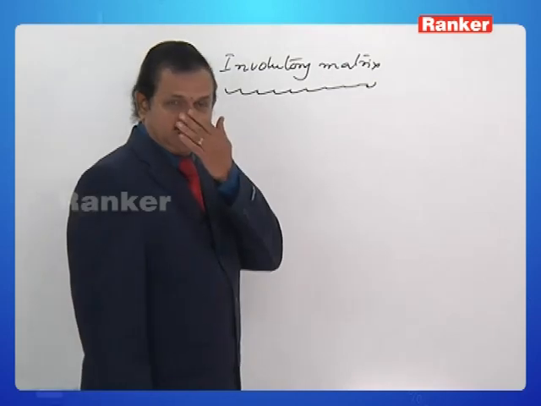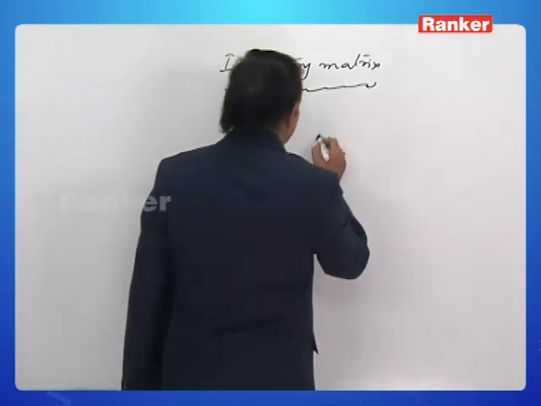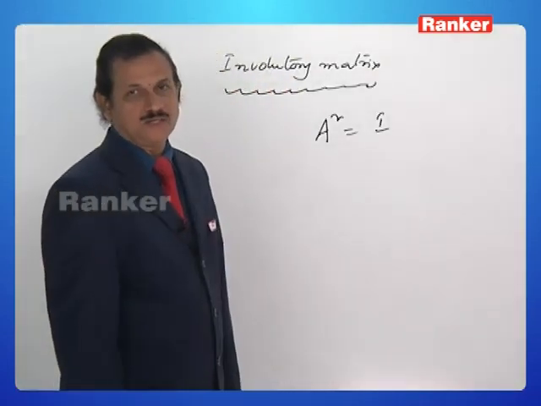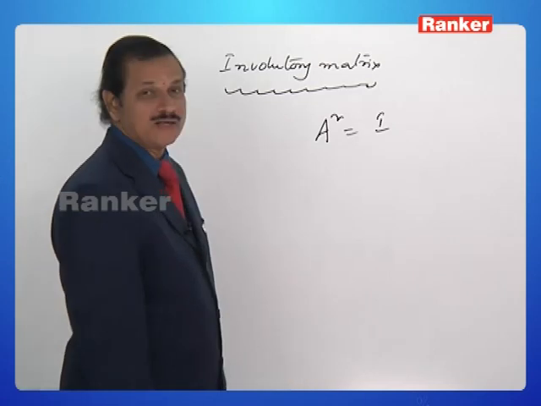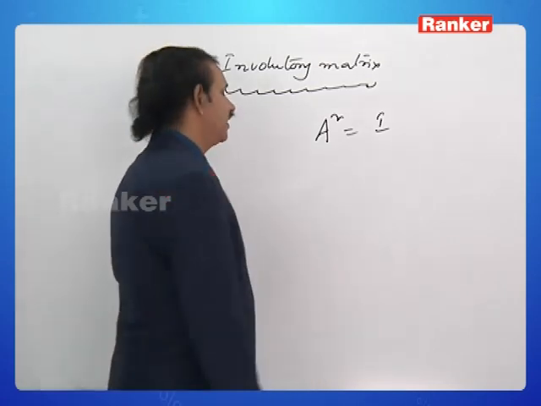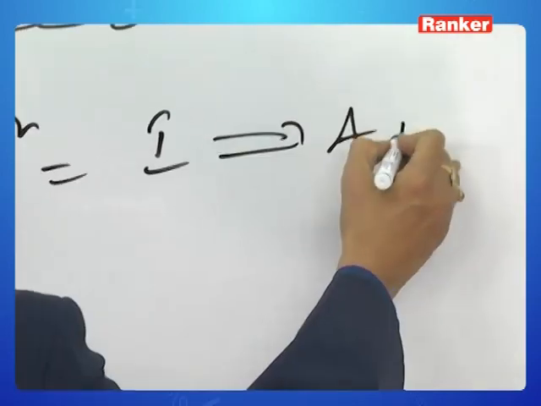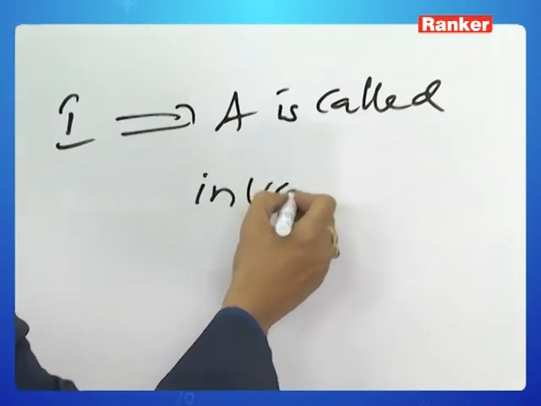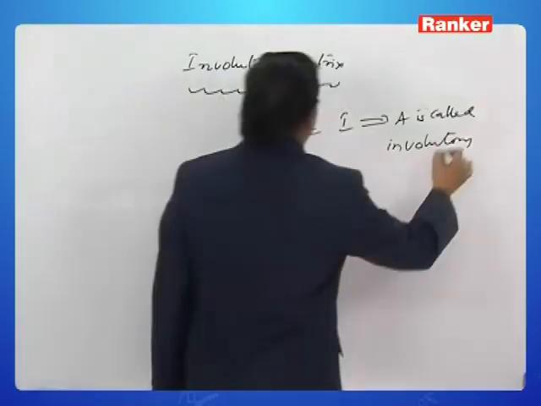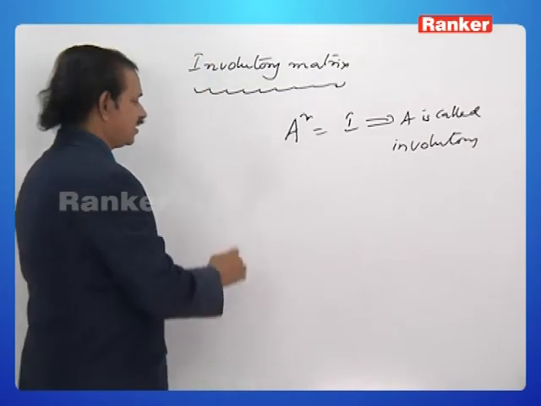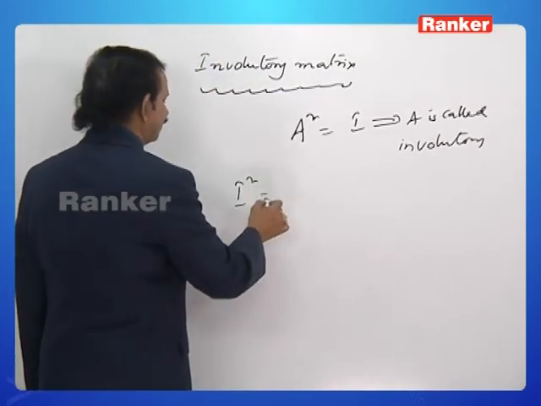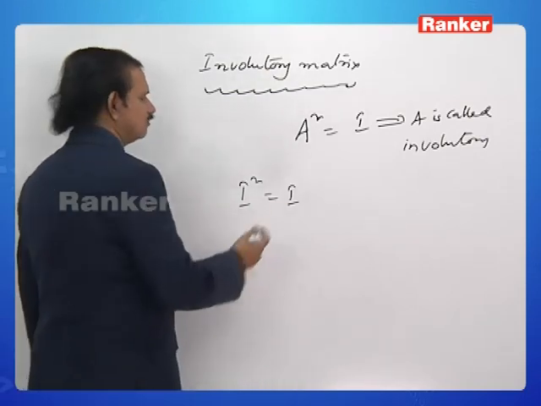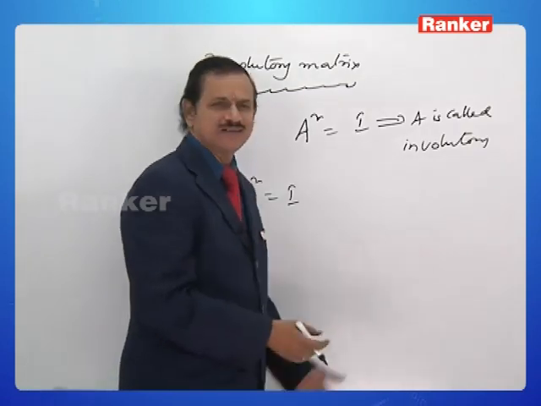There are some square matrices whose square is equal to the unit matrix. If A square is equal to I, then A is called an involutory matrix. And the ready-made example of an involutory matrix is I. You know I square is equal to I, isn't it? Yes, it is involutory. There are so many examples, but it is time-consuming and useless.